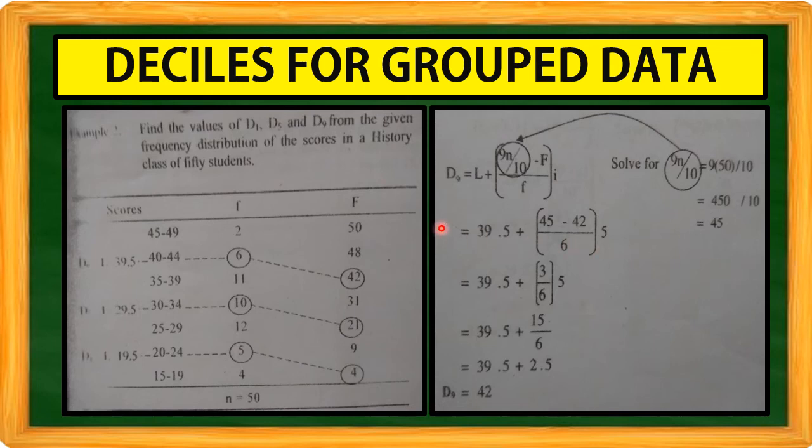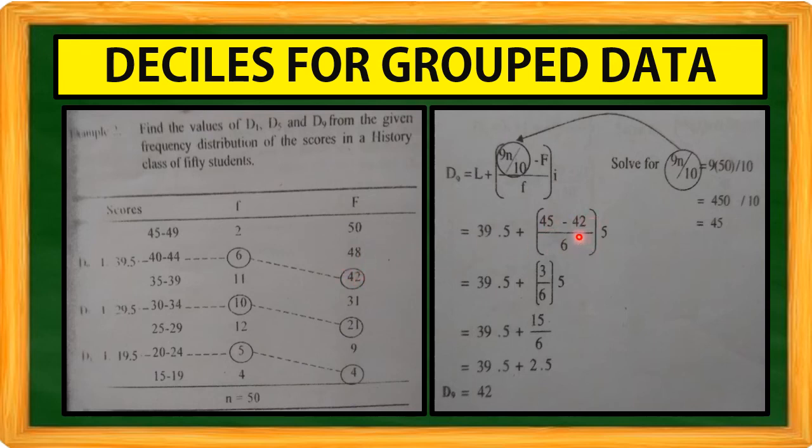Next is decile 9. 9n divided by 10, so 9 times 50 divided by 10 is equal to 450 divided by 10, which is 45. So the 45 is located in 48, so this is what we will choose. The lower limit is 40 minus 0.5, which is 39.5. So 39.5 is used here. The 42 is there because in 48 is our lower limit, we go down by one, 42.